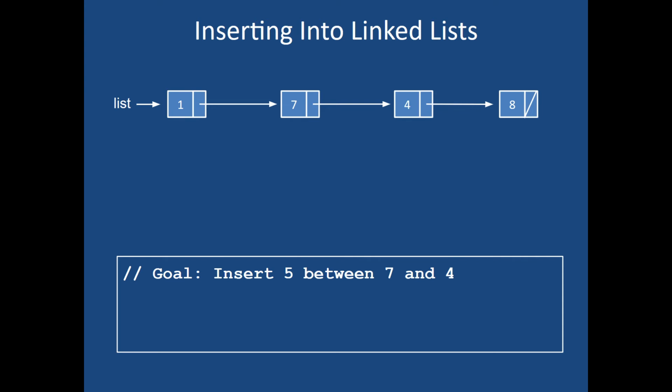Now, let's look at how insertion is done. We want to insert a 5 between the 7 and the 4. All right? Let's see what the steps are. First thing we're going to do is create a new link. We want to insert between the 7 and the 4, so we got to get to the 7 first. So I do list.getNext, and that gives me that reference before, which points to that 7 box. All right, what do we need to do next?